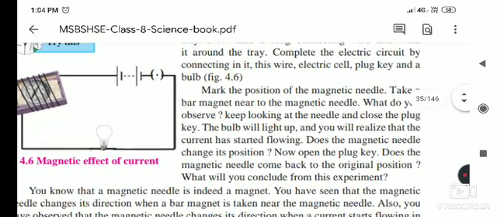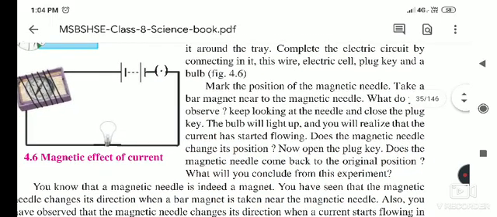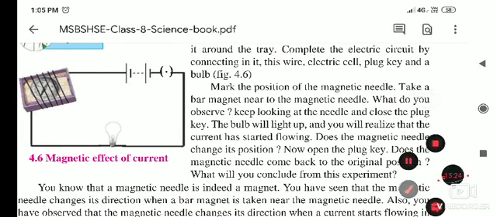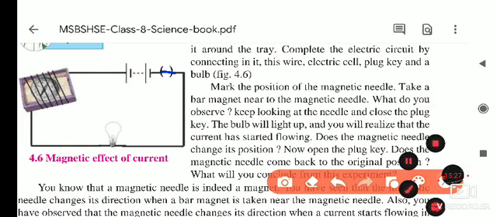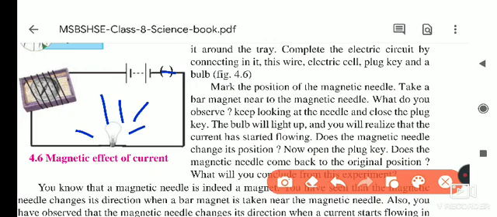Now what do you observe? Keep looking at the needle and close the plug key. Close the plug key means we have to join this, means start the button. When the plug key is closed, the bulb will light up. This bulb lights up, and it means the electricity starts flowing through the circuit. Does the magnetic needle show a change in its position? That is the question.